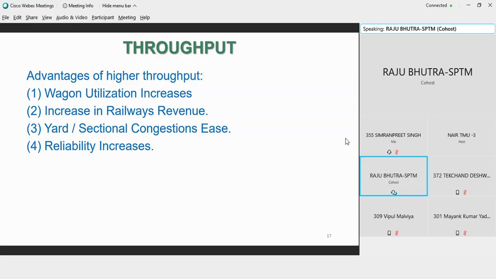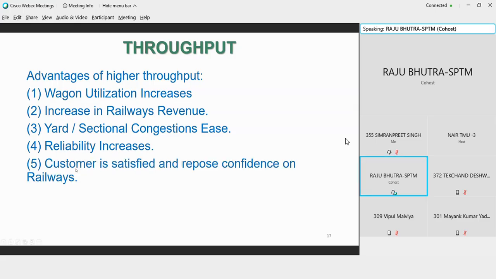If a certain transit time is decided or agreed upon, then it can be met. So our reliability will increase. Otherwise, if we are not able to increase our throughput, we will not be sure whether our goods train will reach the destination at a particular time or not. So our reliability will increase as we are able to increase the throughput. Customer is satisfied and reposes confidence in railways. So as our reliability increases, the customer will be satisfied and will have confidence in the railways.